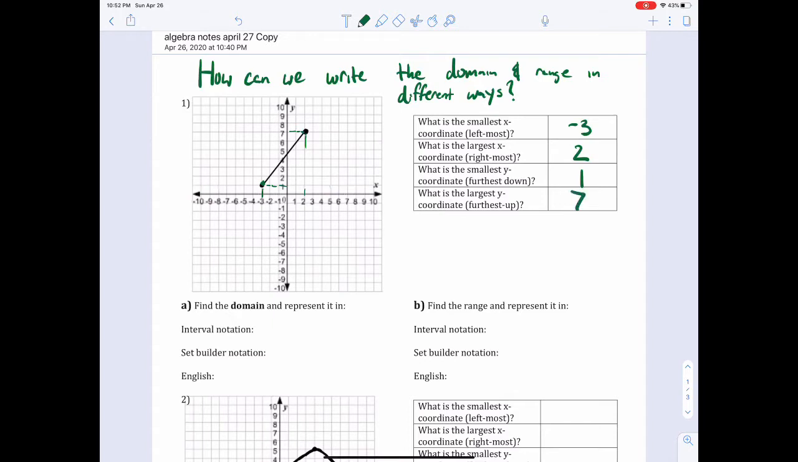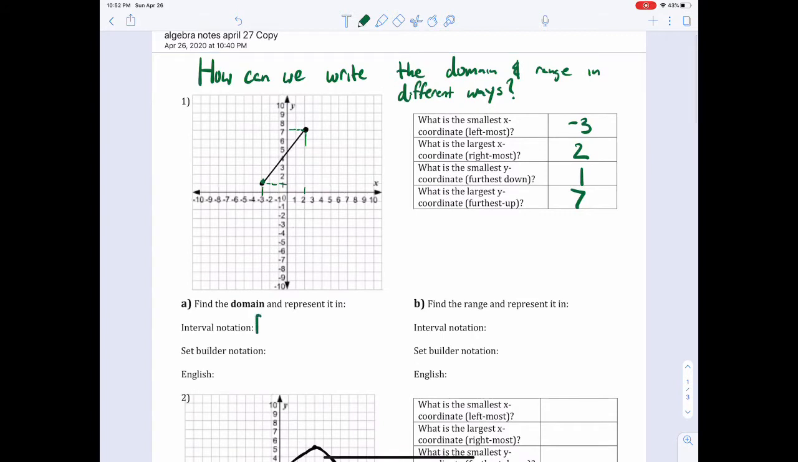So the domain, as we learned last time, is going to be hard bracket, -3 to 2. And the range is going to be 1 to 7. Now that's kind of a review from last time. What we are going to tackle today that's different is set builder notation and the English way of saying this. So let's start with set builder notation.